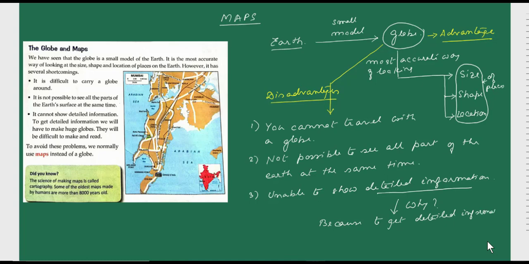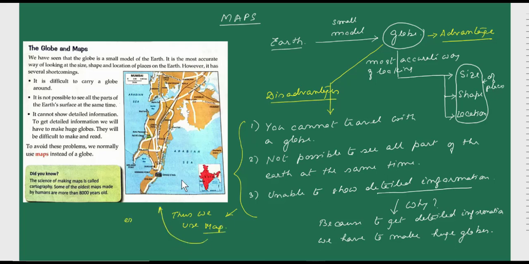So from these three points of disadvantages, what you have studied for numbers 1, 2, and 3, for these disadvantages, we use the map. Now, this is an example of a map of Mumbai. You can see the blue color is the water and the brown color is the land, and there are different roads and railways over there.